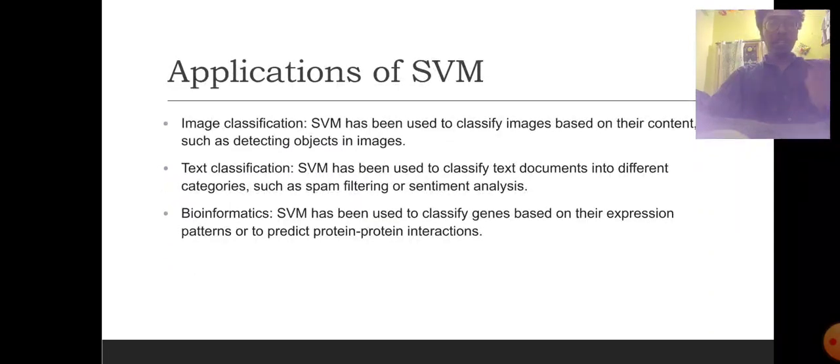And applications of support vector machines. Why do we use support vector machines, and in which fields do we use them? Image classification. In image classification we use support vector machine. And text classification. Support vector machines have been used to classify text documents into different categories such as spam filtering and sentiment analysis. So this is why we use support vector machine in text classification.